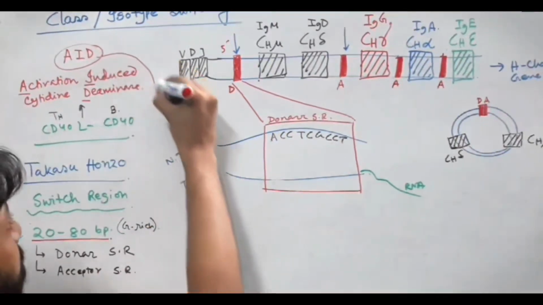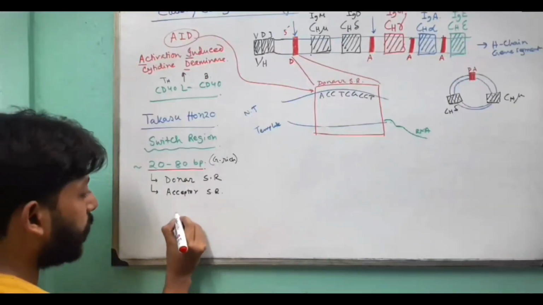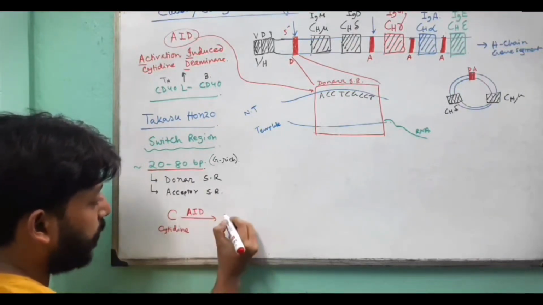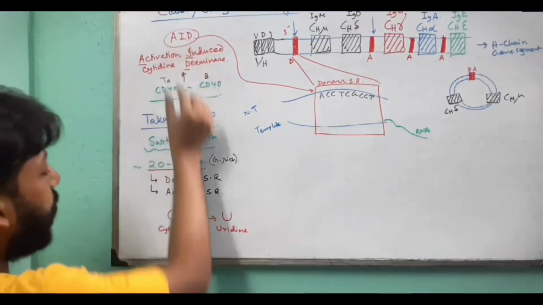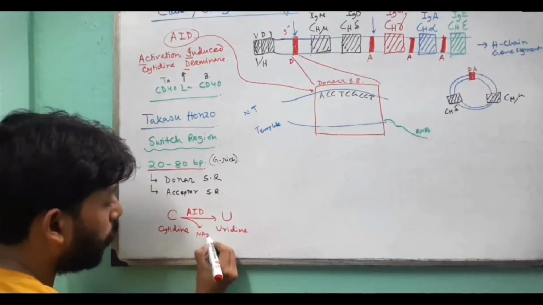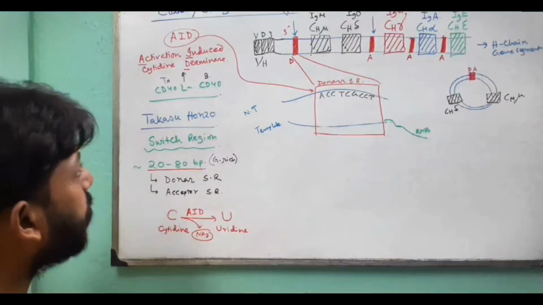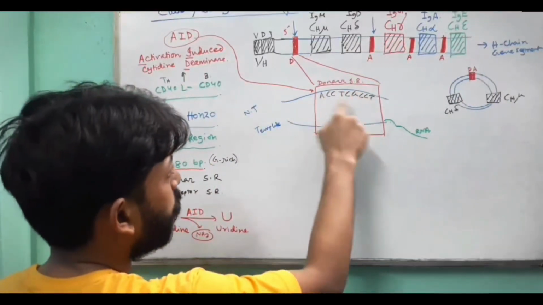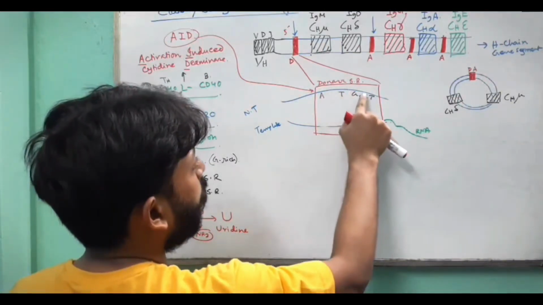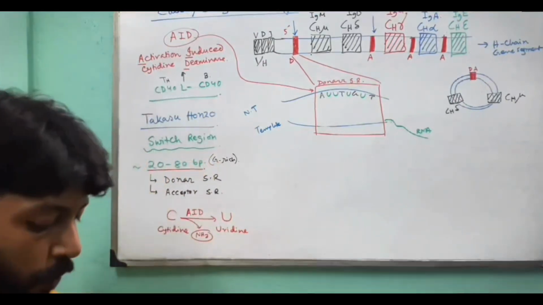So AID actually reacts with the non-template strand, and when cytidine nucleotides are reacted on by the AID enzyme, the cytidine becomes uridine. This enzyme deaminates, removing an amino group from the cytidine nucleotide, and it becomes uridine. So when AID reacts on this donor region, all the cytidine nucleotides will become U.